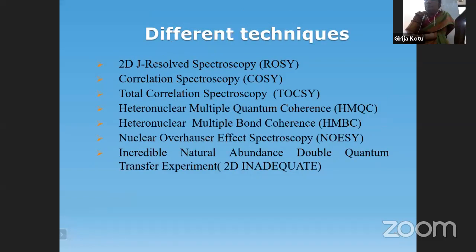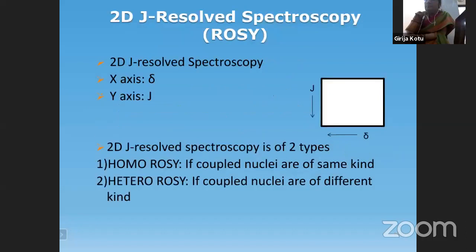Overhauser effect, which is a spatial proximity, which has nothing to do with through-bond connectivity. It is spatial interactions. And the last one, INADEQUATE, is again a through-bond connectivity. We'll talk about them when we actually come to them. So now, 2D J-resolved spectroscopy.